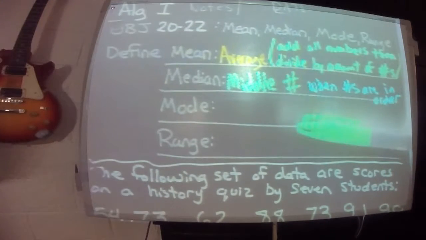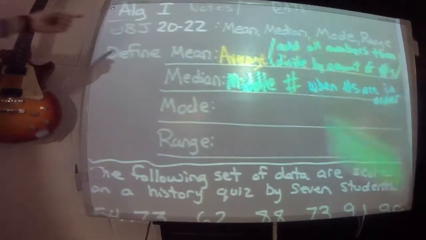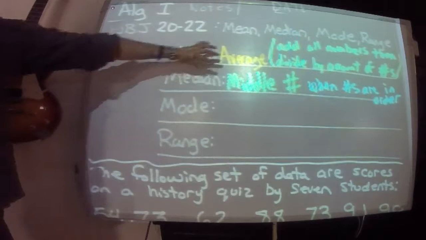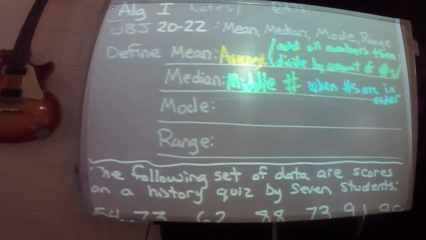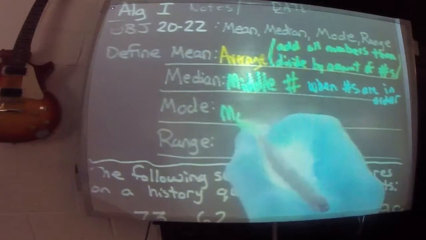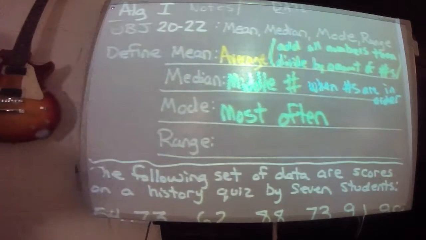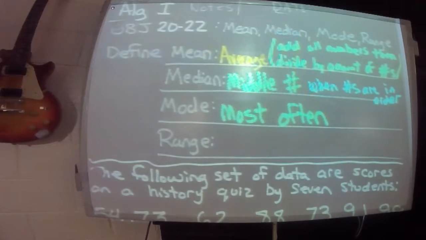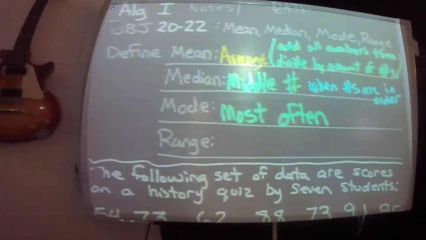All right, mode. What do you think of mode? Mode is like most. Most used number. Most seen. Yep. Mean, average, median, middle, mode, most. So it's the number that happens the most often. And you can actually have more than one mode. If you were looking at a bunch of data, or you're looking at a bunch of scores, and 3 kids scored 90 and 3 kids scored 82, you could have a mode of 90 and 82. If it was a tie for the most.